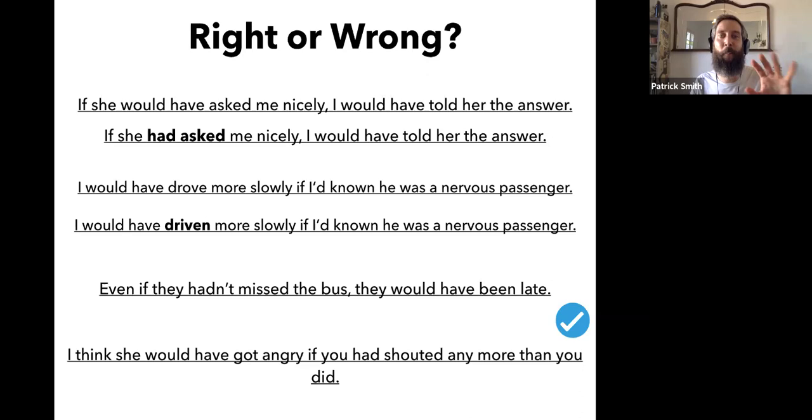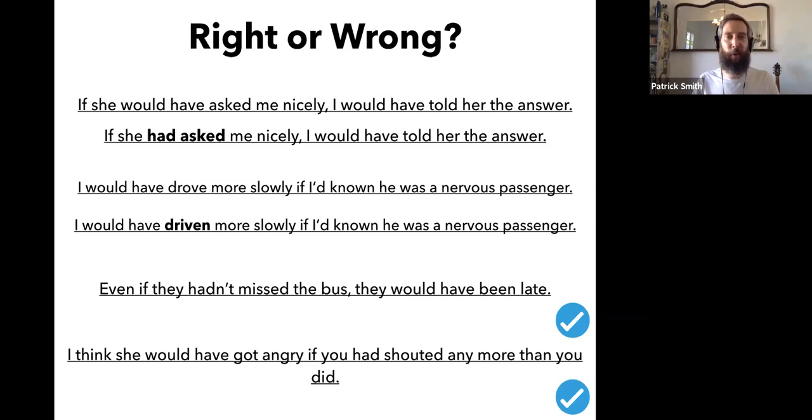Yeah, obviously there's a bit of extra information in the past simple at the end, but the rest of it's absolutely fine. You've got if with the past perfect, the result clause first with the would have, no problem, absolutely correct. Good. All right, guys, cool.